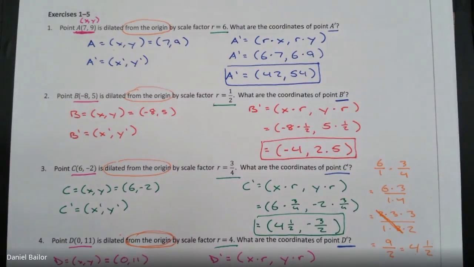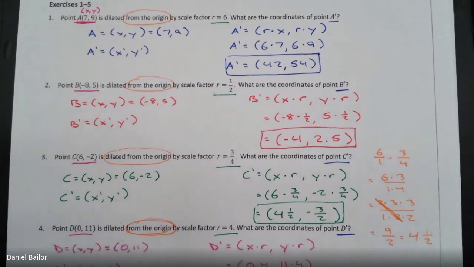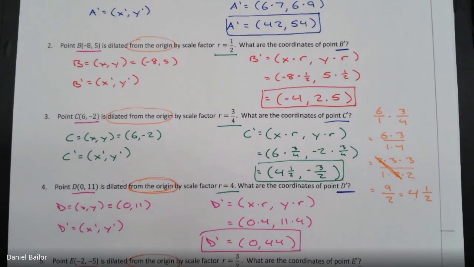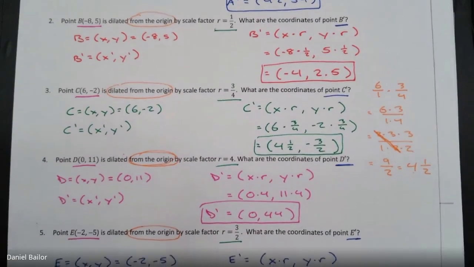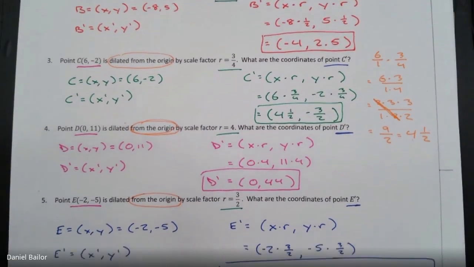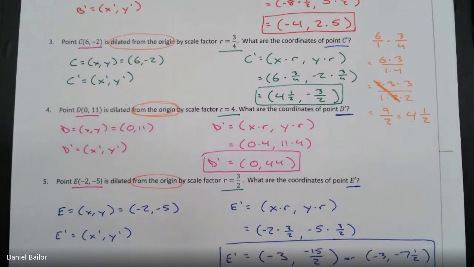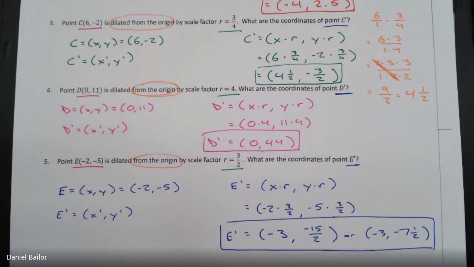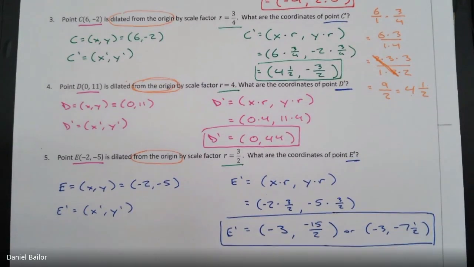A prime for number 1 was 42, 54. Number 2, B prime, -4, 2.5. Number 3, C prime was 4.5 and -1.5. Number 4, D prime was 0, 44. And number 5, E prime was -3, -7.5. So pause the video, take a little bit of a break, and then come back and we'll work on page 60 and we'll see what this does to real shapes.